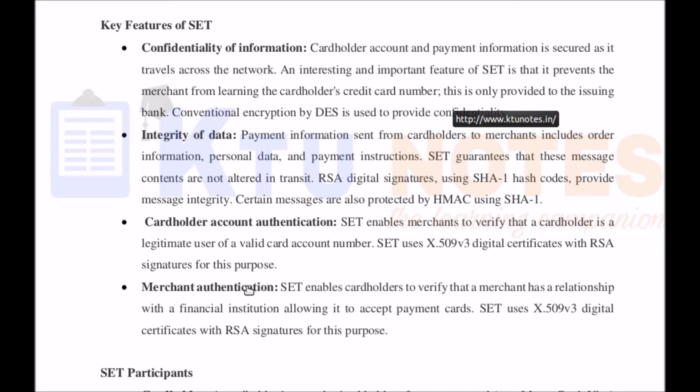Fourth one is merchant authentication. Secure electronic transaction enables merchant verification, that is whether this merchant has a relationship with the financial institution he claimed. So it uses X.509 version 3 digital certificate with RSA signature for merchant authentication.